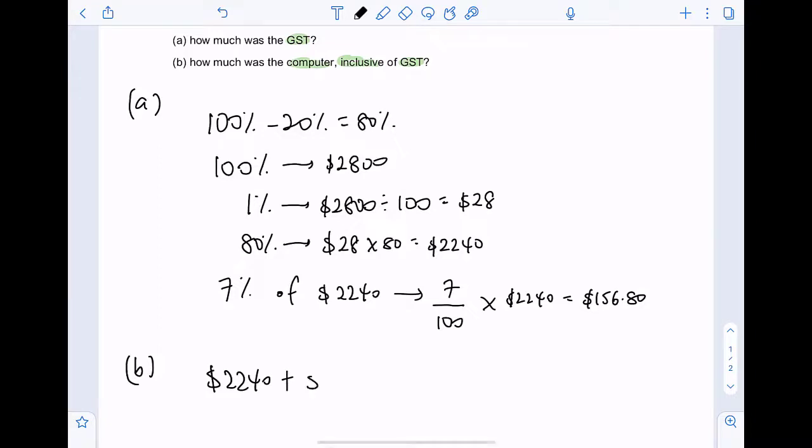2240 plus 156.80, which will give us an answer of 2396.80.